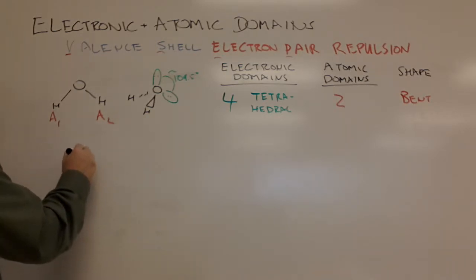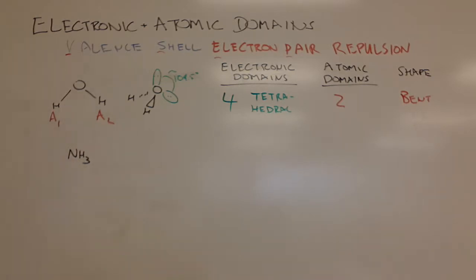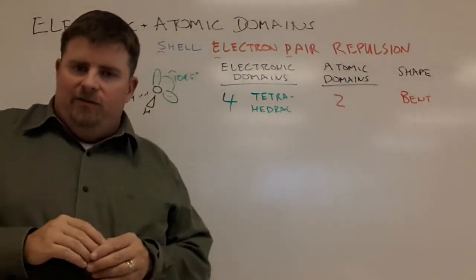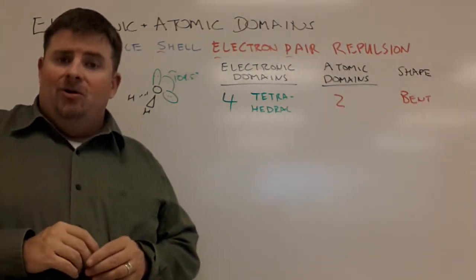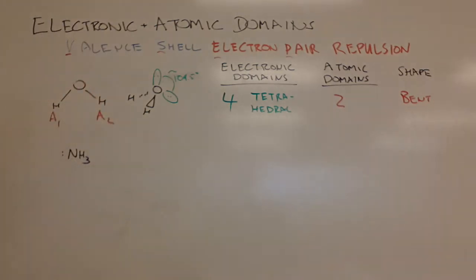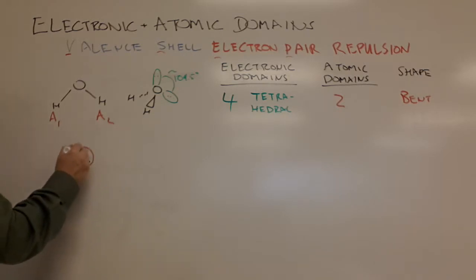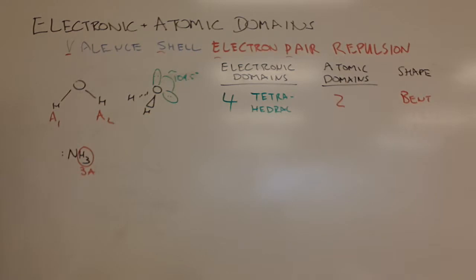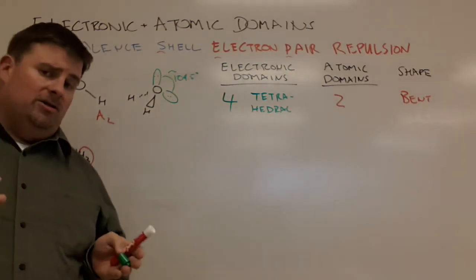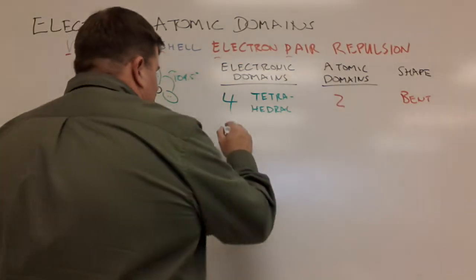Suppose I have NH3. Okay? NH3 has a lone pair on the nitrogen. So before drawing the structure, what I want you to do is determine the number of atomic domains that it's got and the number of electronic domains that it's got. Go ahead and hit pause, write down a number, and we'll see if you guessed correctly. It's got 3 atomic domains. And it's got 1 electronic domain. Okay, but we count the electronic domain in with the bonds. So the number of electronic domains is going to be 4.